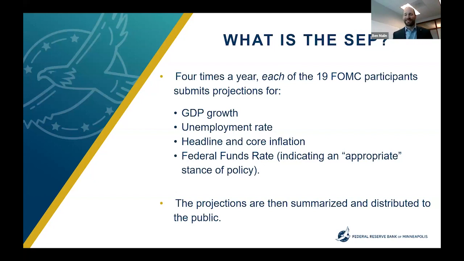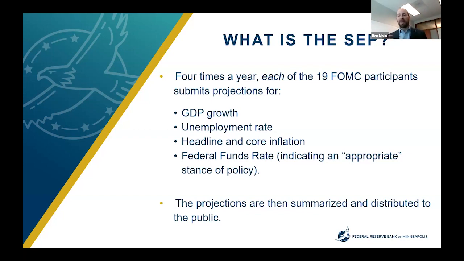Actually, right now, there's only 6 governors at the board, so there'd be 18 participants. They submit projections, or you might say forecasts, for a handful of variables. That would be GDP growth, so a measure of economic activity, the unemployment rate, so a measure of labor market, measures of prices, headline and core inflation. By core, we refer to inflation that doesn't include food or energy prices, and then the federal funds rate.